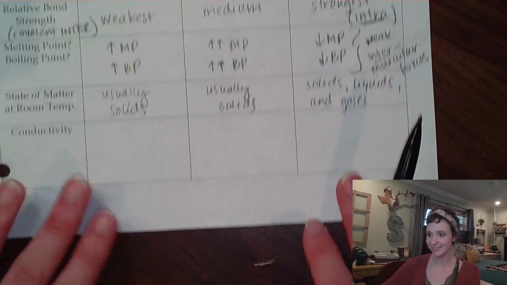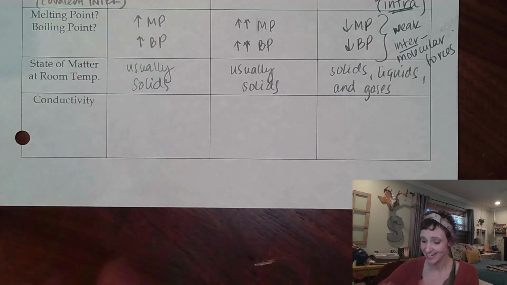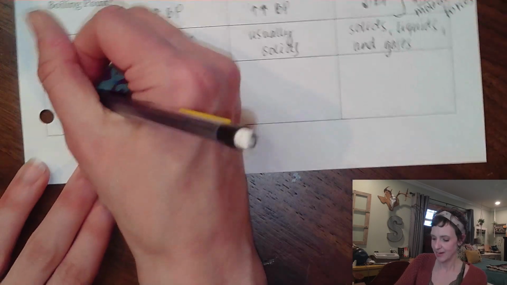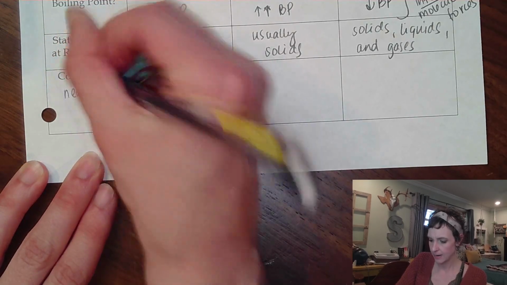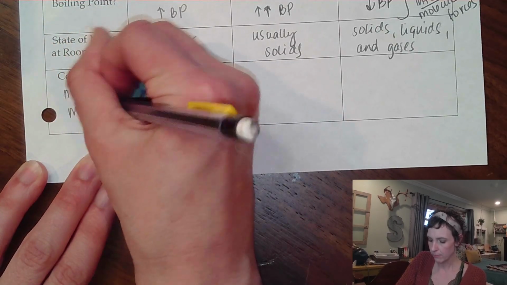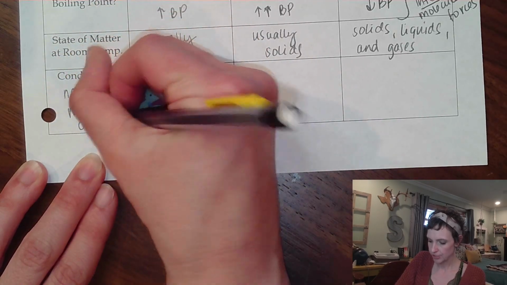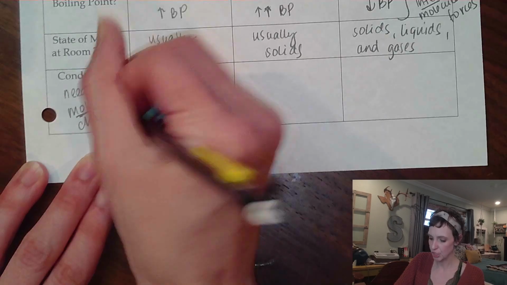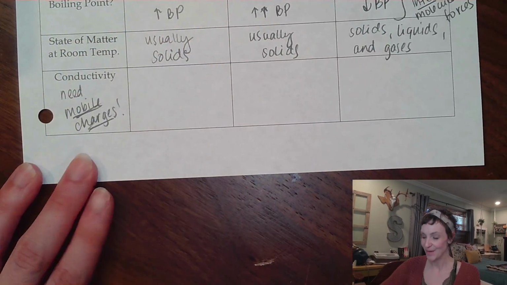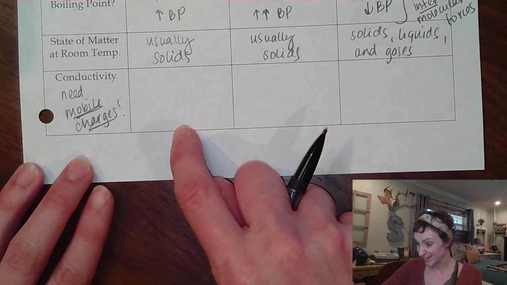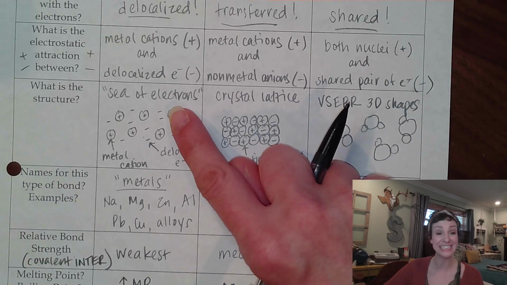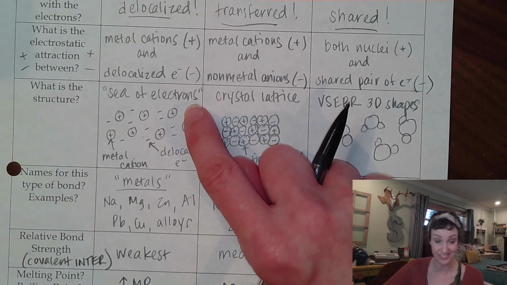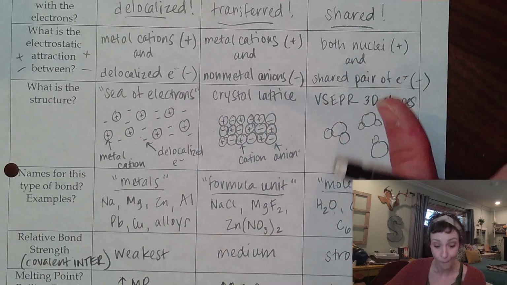Once again, this is probably due to these relative strengths. And then finally, this is my favorite section. So conductivity of electricity. You need mobile charges. So we're going to actually write that here. Need mobile charges. Mobile charges in order for this to happen. Well, the cool thing about my metallic bond situation, you guys, is, oh my gosh, look, there's always mobile delocalized electrons. Electrons have a charge. They are negative. They are always mobile.